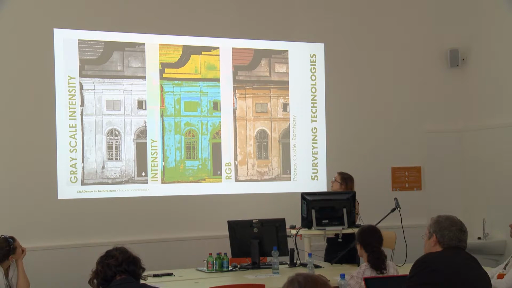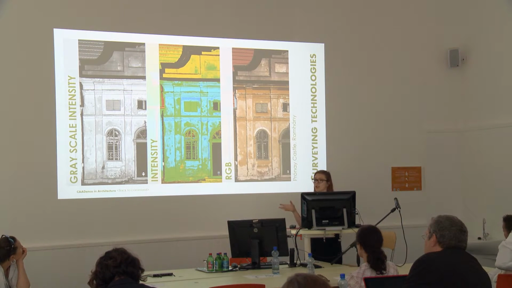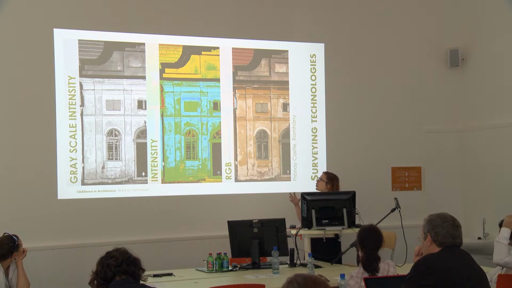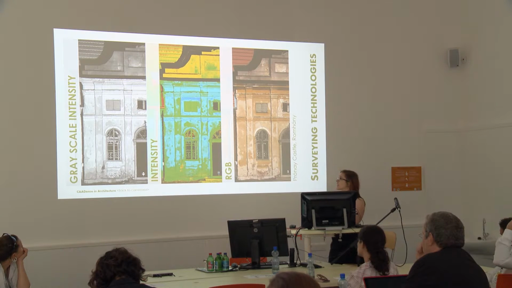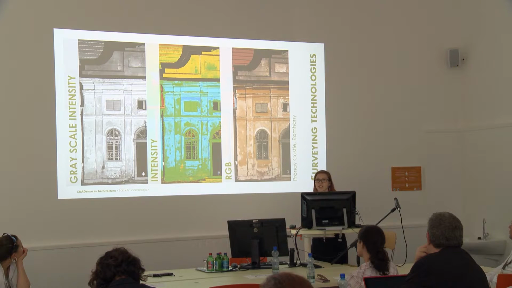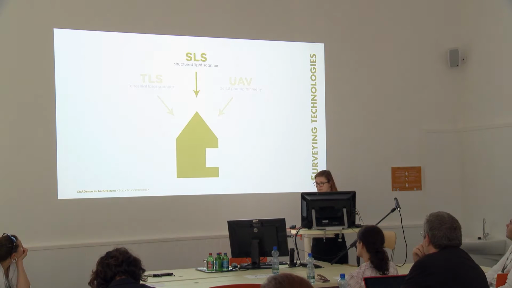Here we can see three ways we can visualize a point cloud. Each one has its own advantage. For example, from an intensity colored point cloud, we can draw conclusions about the material because of the laser reflectance value. The RGB color point cloud helps us to understand the point cloud, the building that was surveyed itself.